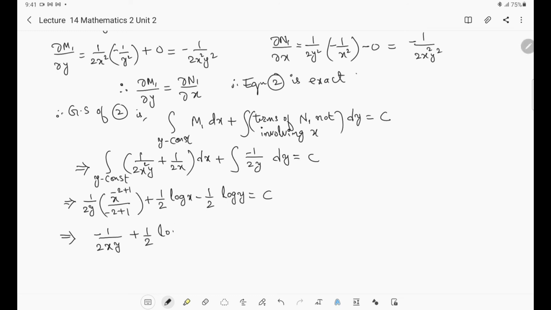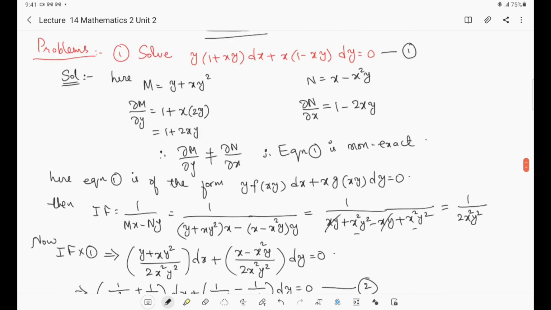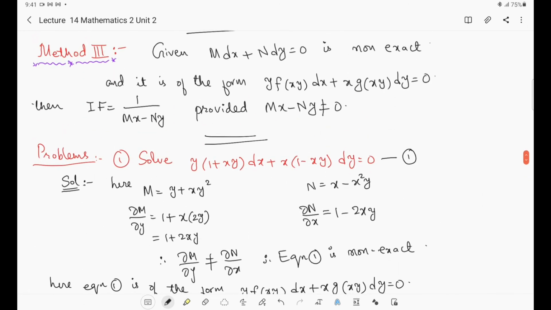So according to that formula it will be log of x by y equal to constant. So this is the required solution for the given non-exact differential equation, right? This is the procedure we have to follow in the third method or third type of non-exact differential equations. So let me explain this once again.